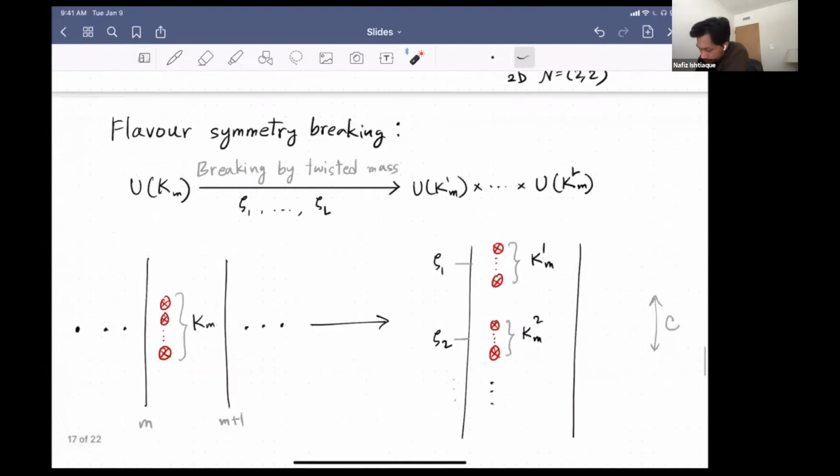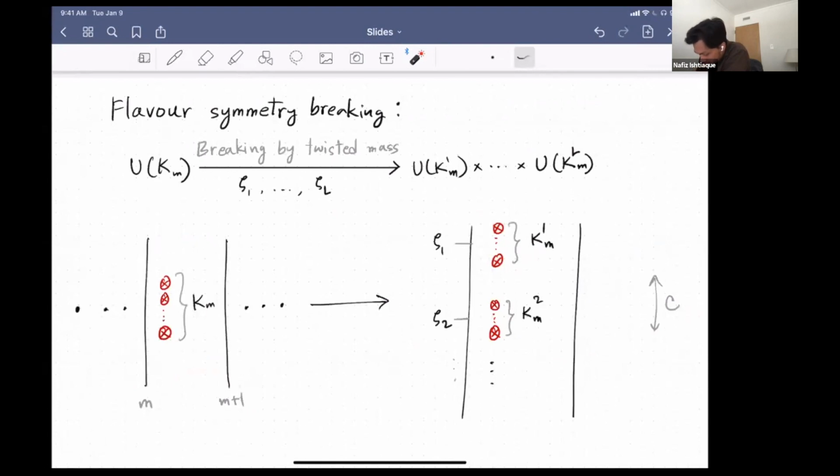And by breaking the symmetry by twisted masses, in particular L twisted masses, I'm separating these D4 branes in this particular way. So I clump them, so I make L distinct clumps of D4 branes located at zeta 1, zeta 2, dot dot dot, zeta L. So they share the same position, but positions of different bunches of D4s are different. And each bunch has, say, K1, K2, et cetera, number of D4 branes. So this is what's going on, and this is what I wrote down earlier.